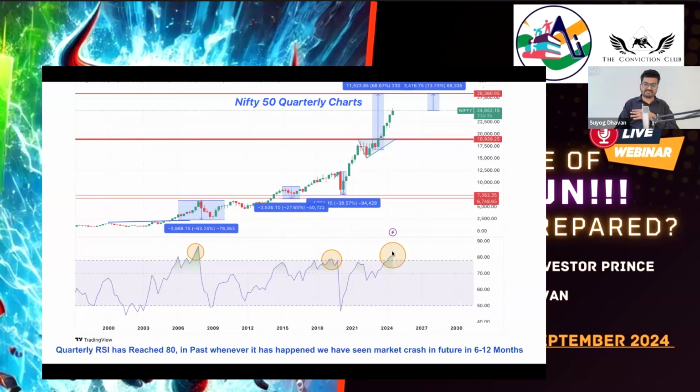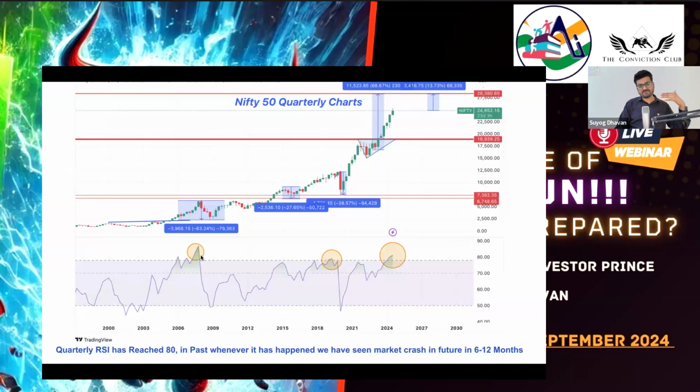And once again, we are at a stage where we are at 83 now. Maybe in the last phase of the bull run, we might see this expand to 80, 85 or 88 also, just like what we have seen. So the situation now is similar to 2008 from a quarterly chart perspective.